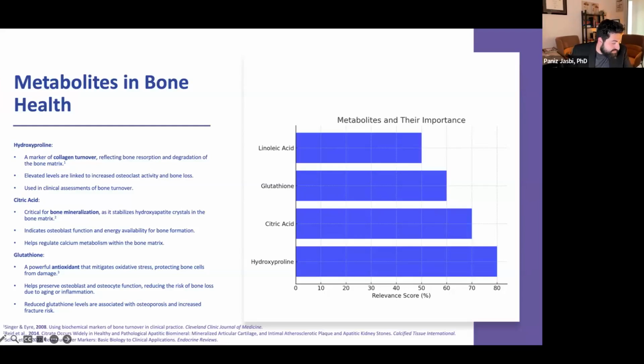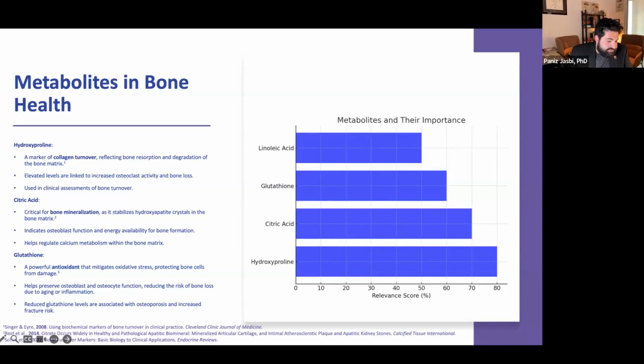This is a score that has been developed recently in precision medicine. Recently, I mean 2-3 years. And this score will essentially represent the importance or significance in bone health based on their roles in different processes. So when you see hydroxyproline, we know that its relevance score is about 80% in collagen turnover.